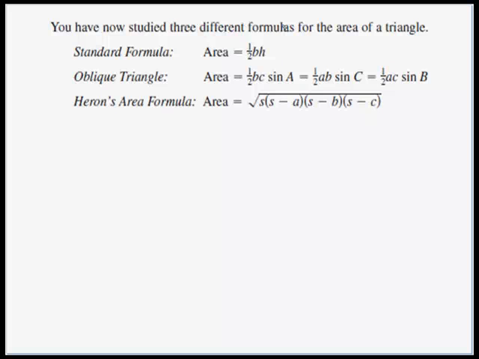So you now have studied three different formulas for the area of a triangle. Way back to middle school, the standard formula, area is a half base times height. If you don't have the height, we can use these two new formulas. For the oblique triangles, 1/2 BC sine A, or 1/2 AB sine C, or a half AC sine B. Remember, those would be for a side angle side scenario. Heron's formula is our radical. S times S minus A, S minus B, S minus C.